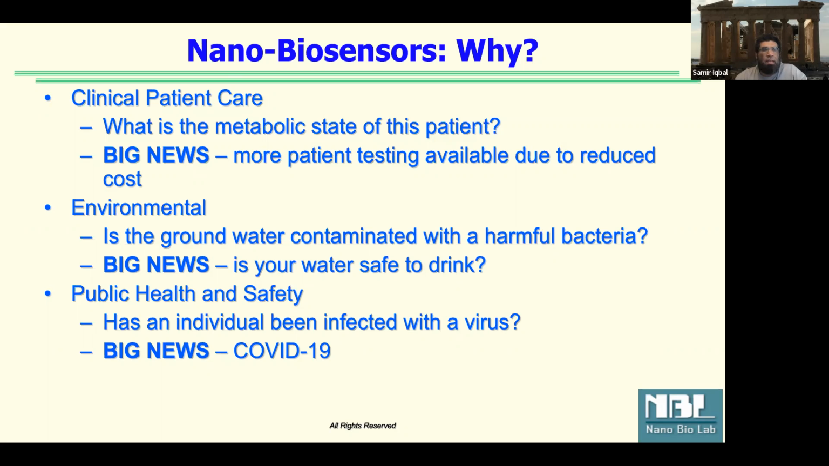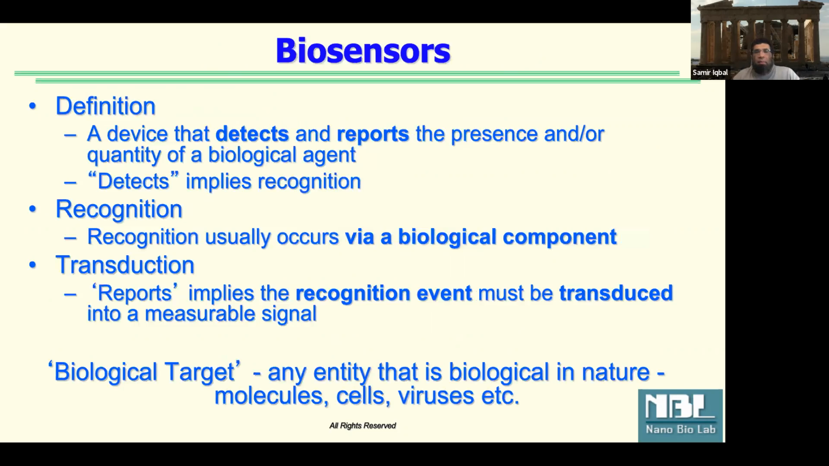We put things in our ground, fertilizers. So we want to sense how things are happening. So all across the board, we need biosensors. So a biosensor is basically a device that detects, and selectively detects. That's where the recognition element comes in, and reports the presence or the exact quantity of a biological agent.